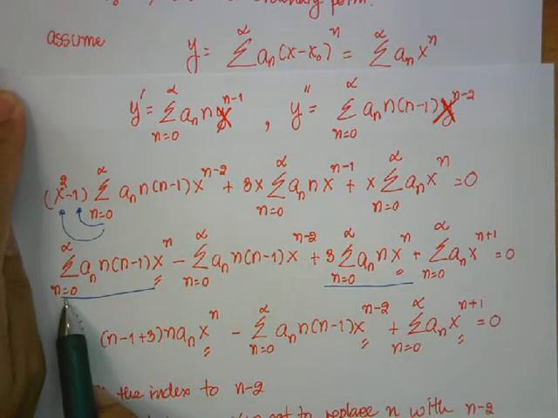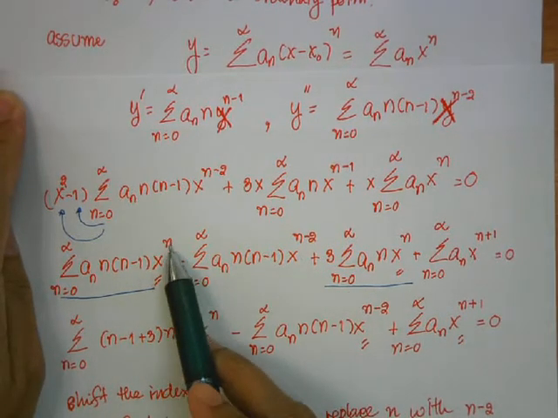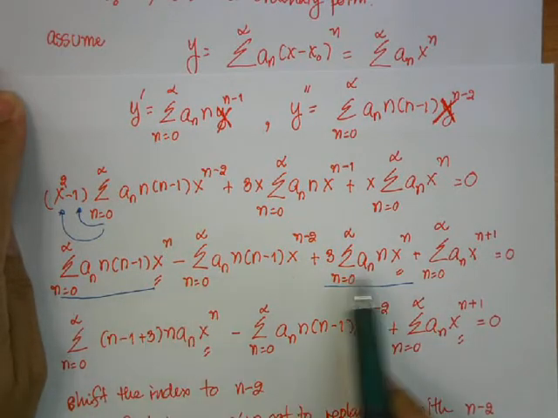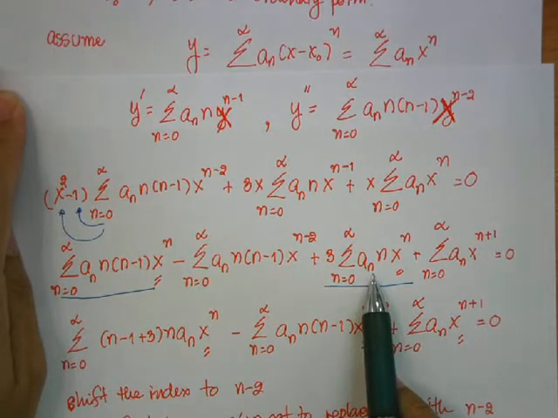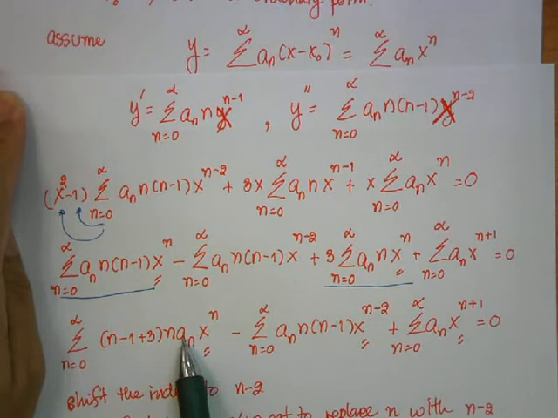n is starting from 0. This one, n starting from 0. You have x to the power n here and x to the power n there. So these two terms you can put them together, right? Because each term they are the same. You can combine them together. So you get, we have an and n which is the same. Take it out. So inside we have n minus 1 and plus 3.